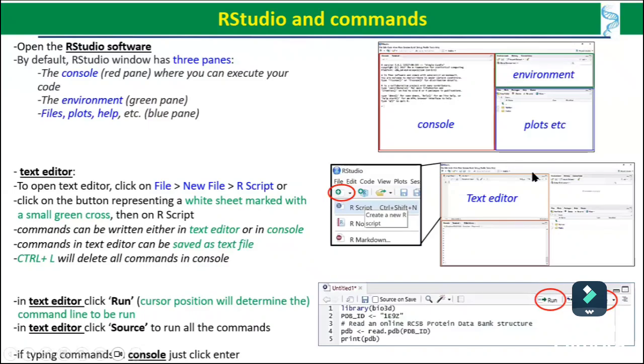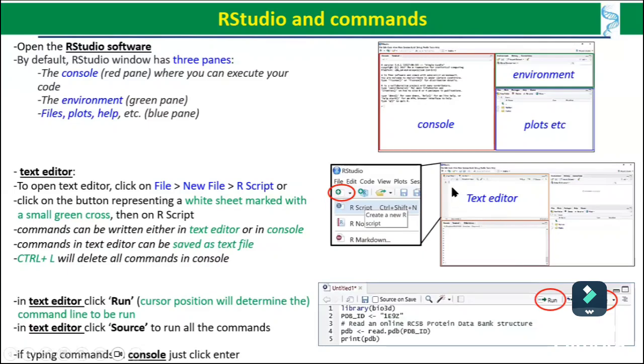When you click on that, one more pane will open in this window, and that is called the text editor, right? Or this is a shortcut way of opening the R script. If you click on the plus sign with the green circle, right? Okay, what is the difference?